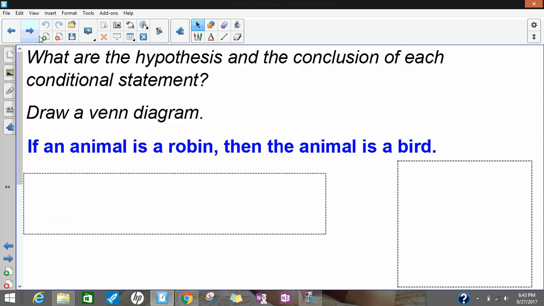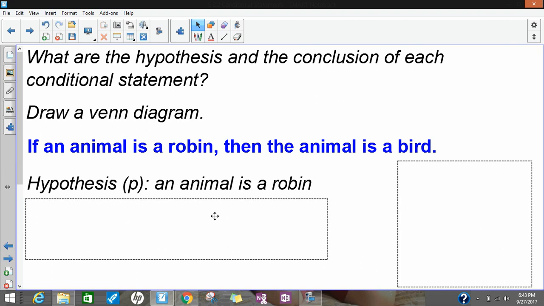So let's give this some more meaning. Let's actually put some words to this. So I want to identify the hypothesis and the conclusion of this conditional statement, and then I want to draw a Venn diagram to represent it. So my statement is, if an animal is a robin, then the animal is a bird. So the stuff that comes after the word if is my hypothesis. So my P, my hypothesis, is an animal is a robin.